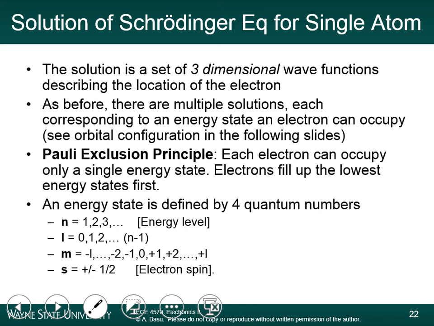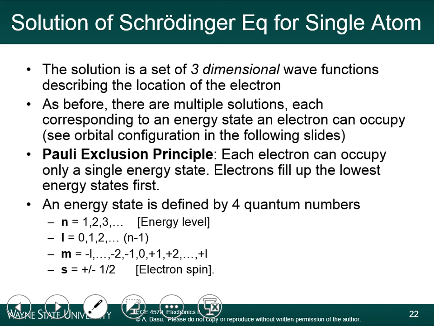And the orbital configurations that we saw earlier, we'll get back to that in a second. There's something called the Pauli exclusion principle that says each electron can occupy only a single energy state. It sort of makes sense, right? An electron can't occupy more than one energy state at a given time. The electrons always fill up the lowest energy states first. Things like to be at the lowest energy state. This is a general rule of nature. So if there are available energy states, the electron will tend to occupy the lowest energy state.